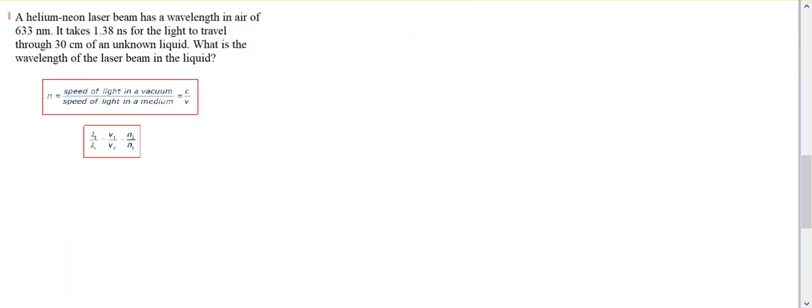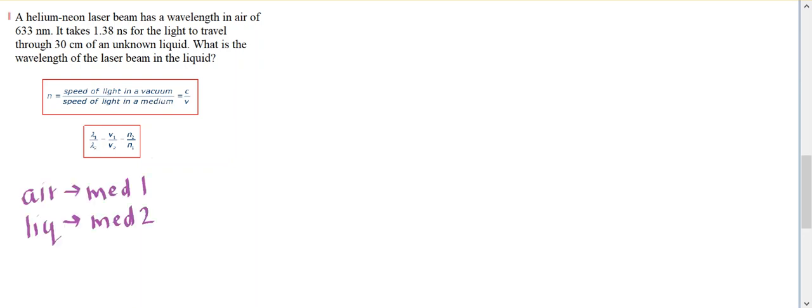This says that a helium neon laser beam has a wavelength in the air of 633 nanometers. It takes 1.38 nanoseconds for the light to travel through 30 centimeters of an unknown liquid. What is the wavelength of the laser beam in the liquid? So first, let's write out our knowns. In this problem, we will call medium 1 the air and medium 2 the unknown liquid.